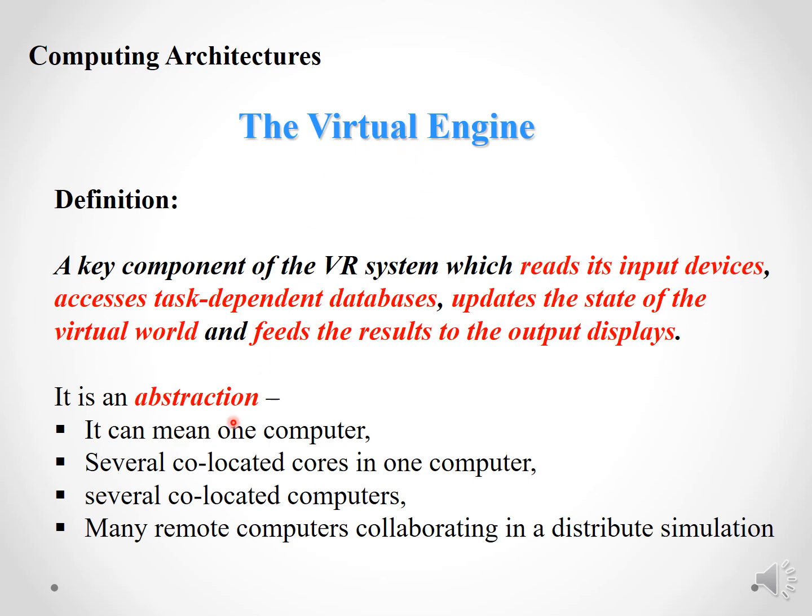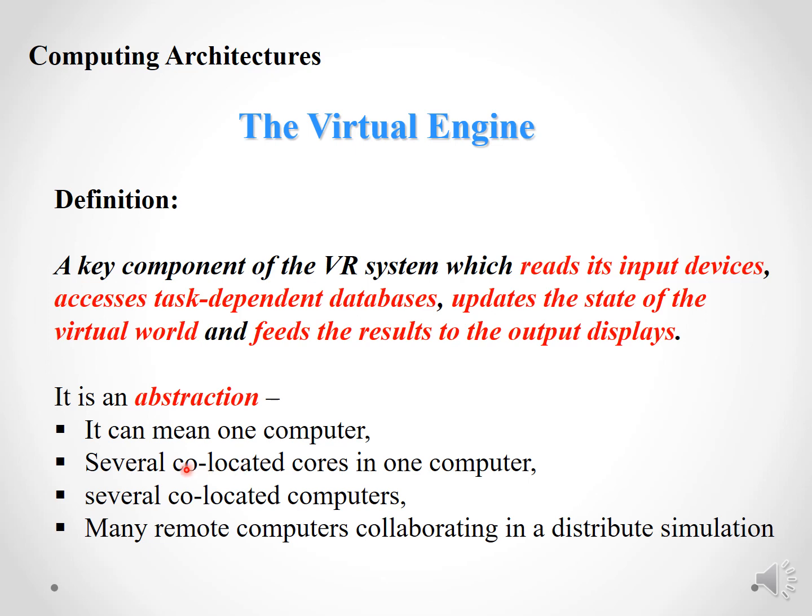Okay, this virtual engine can be considered as only one computer. You can use only one computer to represent the virtual engine, no problem. Or you can refer to this virtual engine as several co-located cores in one computer. Co-located here means sharing the same location, at the same place.